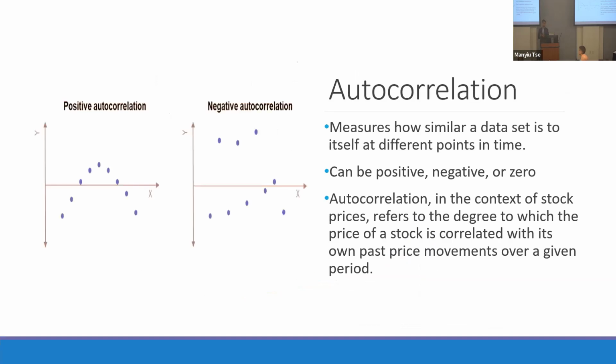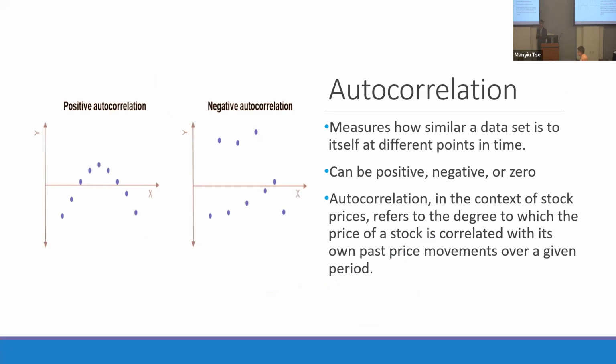Autocorrelation is basically a measure of how similar a data set is to itself at different periods of time. We have two extreme examples of autocorrelation here. For positive autocorrelation, we can see that if the lines start to move up, they move up for a long time, and after a downturn, they continue moving down for a long time. That's an example of a perfect positive correlation. And a perfect negative correlation is the exact opposite. In the first iteration, the point moves up, and in the second iteration, it moves down, and then it alternates between moving up and moving down, which is a negative autocorrelation.